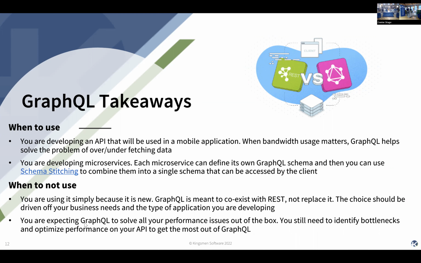The next thing is if you are expecting GraphQL to solve all of your performance issues straight out of the box, you definitely need to take a step back and reevaluate what your approach is. GraphQL is very powerful, but it is also limited to the actual implementation. It suffers from bottlenecks. It suffers from all sorts of things. And if you're not actually taking the time to identify those bottlenecks and optimize your performance, you will run into the exact same issues that you might be currently experiencing with a REST API.